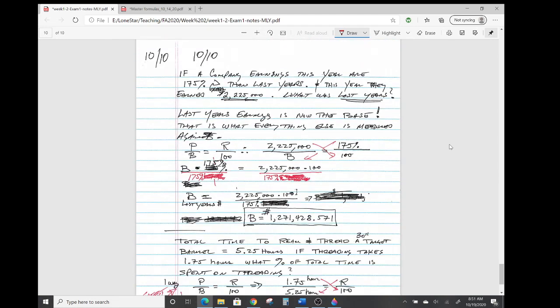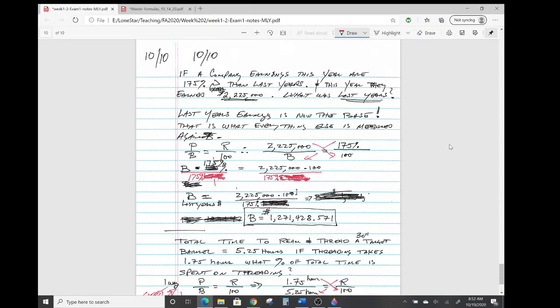Let's look at this one. Some people get this all screwed up because they can't get their head wrapped around the fact that the P is greater. All right. If a company's earnings this year are 175% greater than last year, this year they earned $2,225,000. What was last year's earnings? We don't know what the base of last year's earnings were, do we? Okay? But you still set the relationship up.